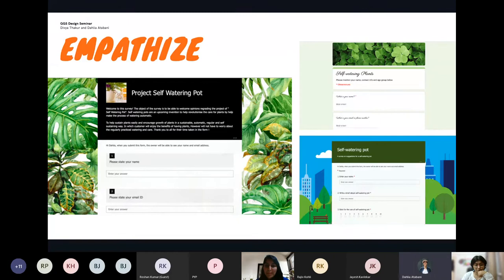So colleagues, if you would like to share some examples of activities which you think enhance and help develop this phase of design, empathize, please do. You can write in the chat box or you can raise your hand.